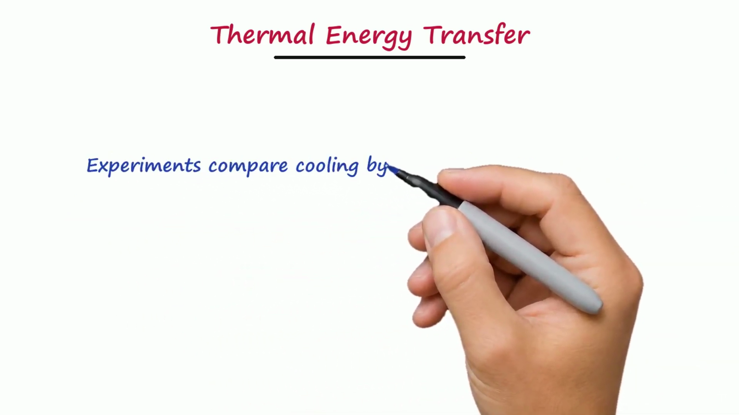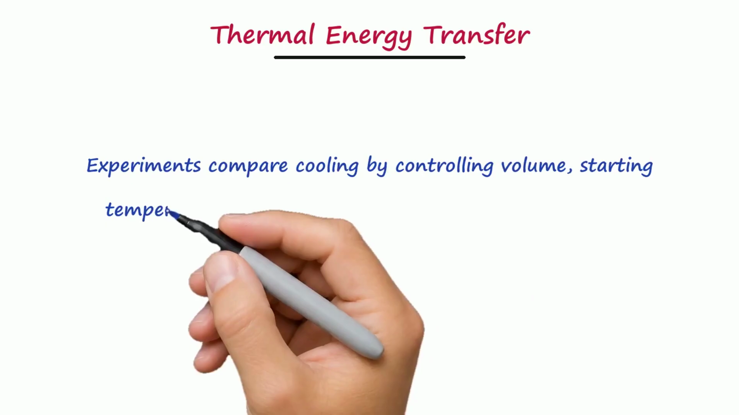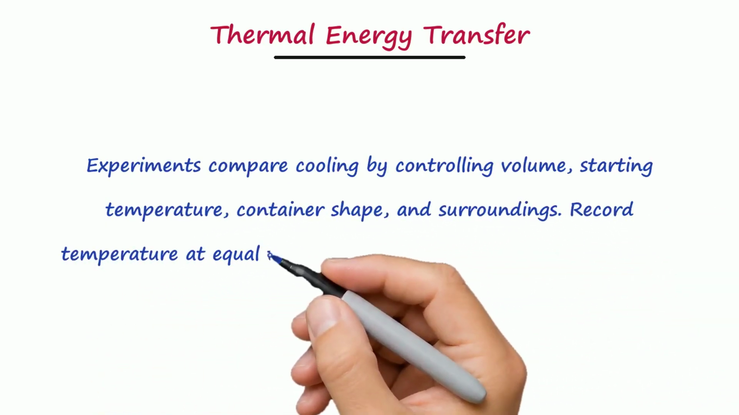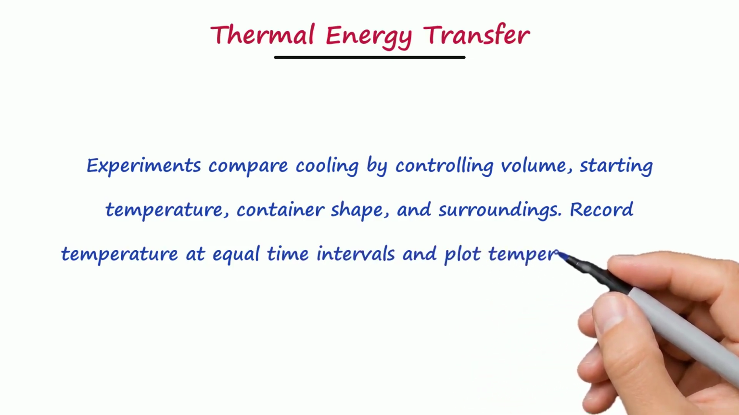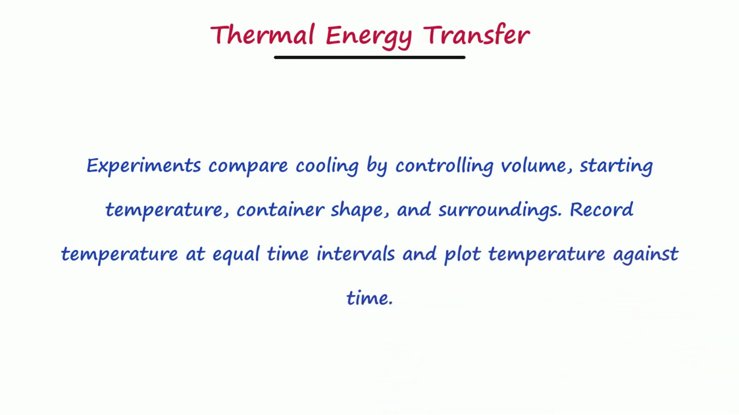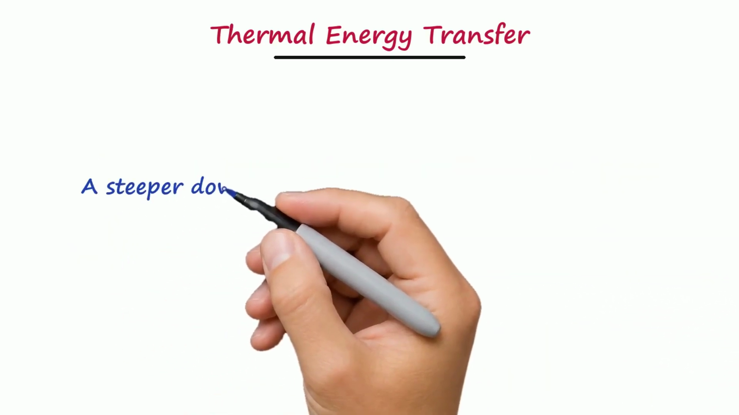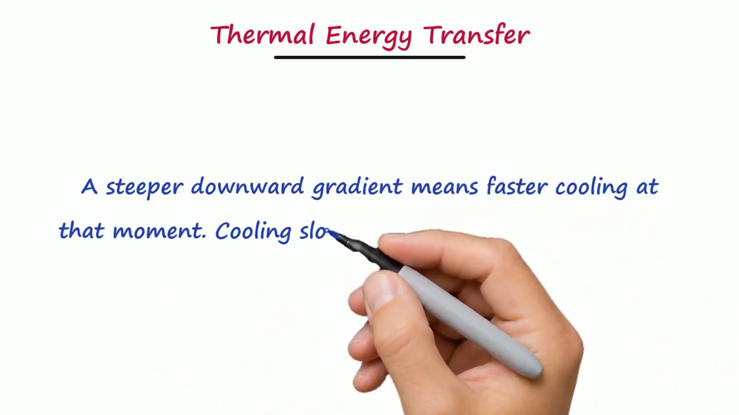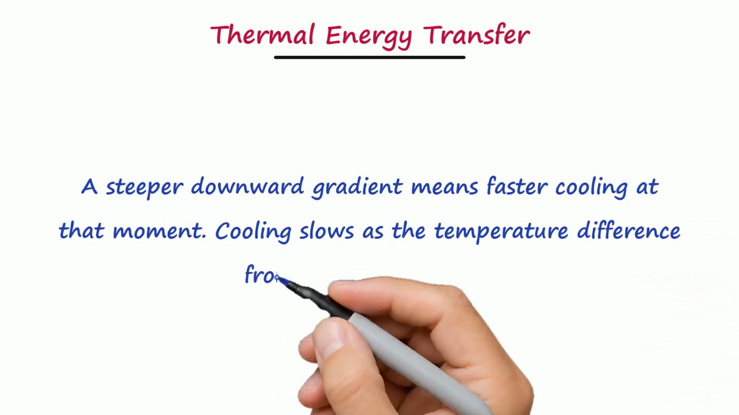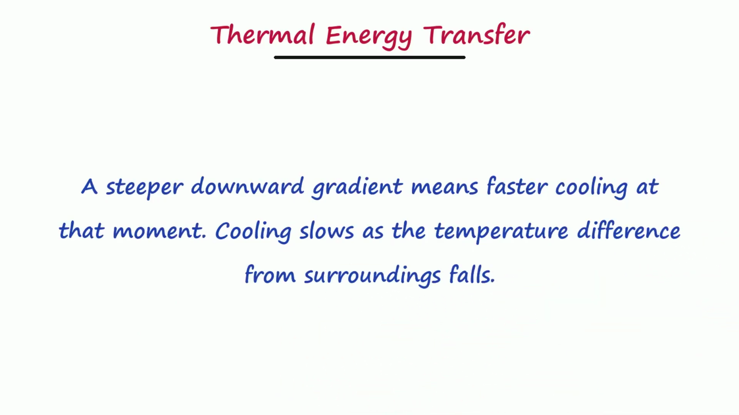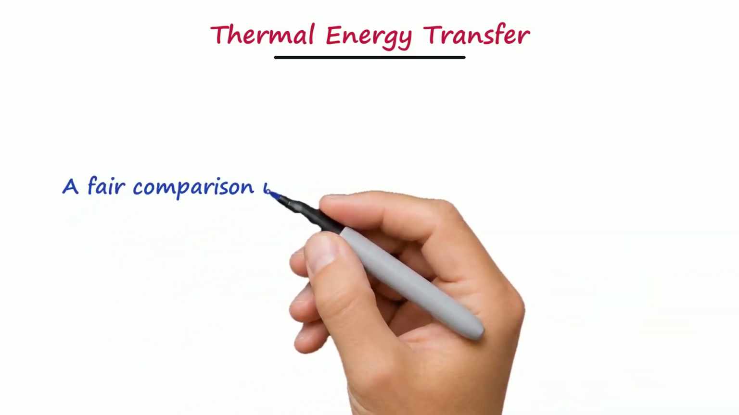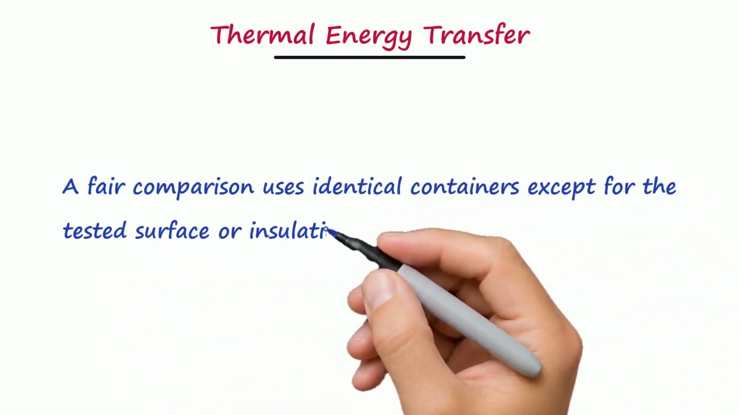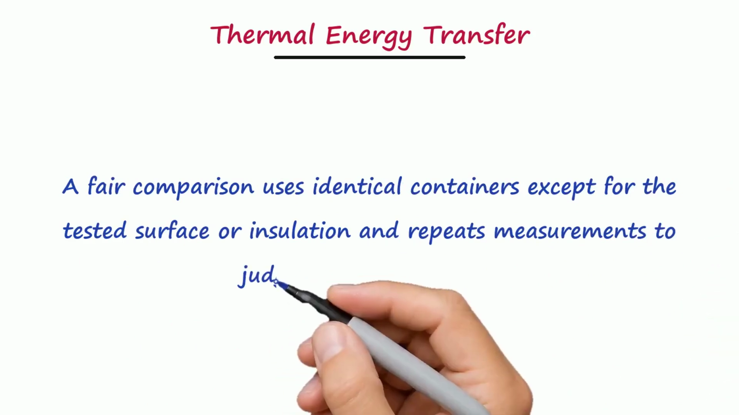Experiments compare cooling by controlling volume, starting temperature, container shape, and surroundings. Record temperature at equal time intervals and plot temperature against time. A steeper downward gradient means faster cooling at that moment. Cooling slows as the temperature difference from surroundings falls. A fair comparison uses identical containers except for the tested surface or insulation and repeats measurements to judge random variation.